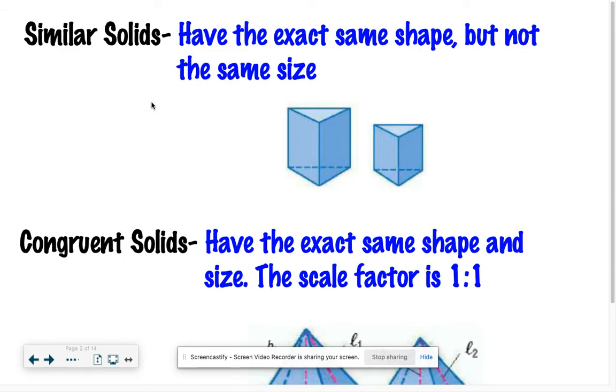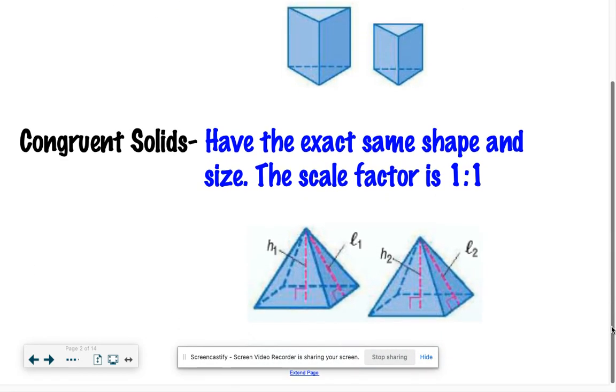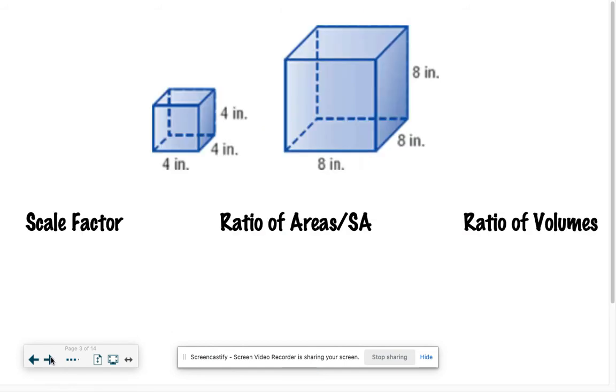Similar solids have the exact same shape, but are different sizes, right? They're similar, but they're not congruent. So one's big, one's small, but they're the same shape. Whereas congruent solids have the exact same shape and are the same size. So their scale factor would be 1 to 1 because it's the same as itself. If I'm 5 feet tall, I'm going to be 5 feet tall if I'm congruent to myself, right? My scale factor is the exact same. It's 1 to 1.